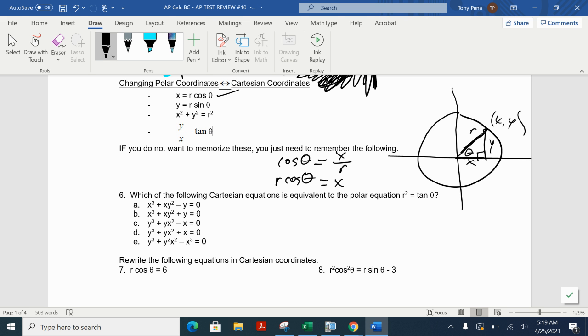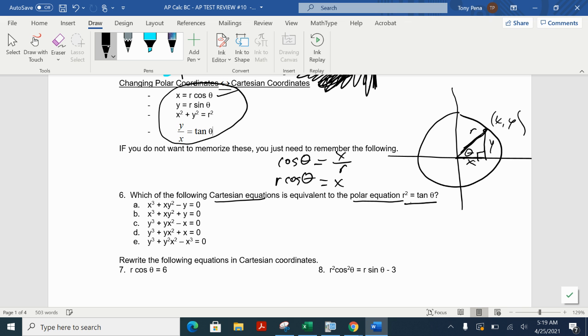You can get all of those from this little right triangle that we could create within our circle. So definitely know these. This will be something that you're going to be responsible for, that you're going to see. So when we look at this one here, this is an obvious one where they're just telling you to take a Cartesian equation, polar equation, be able to go back and forth.